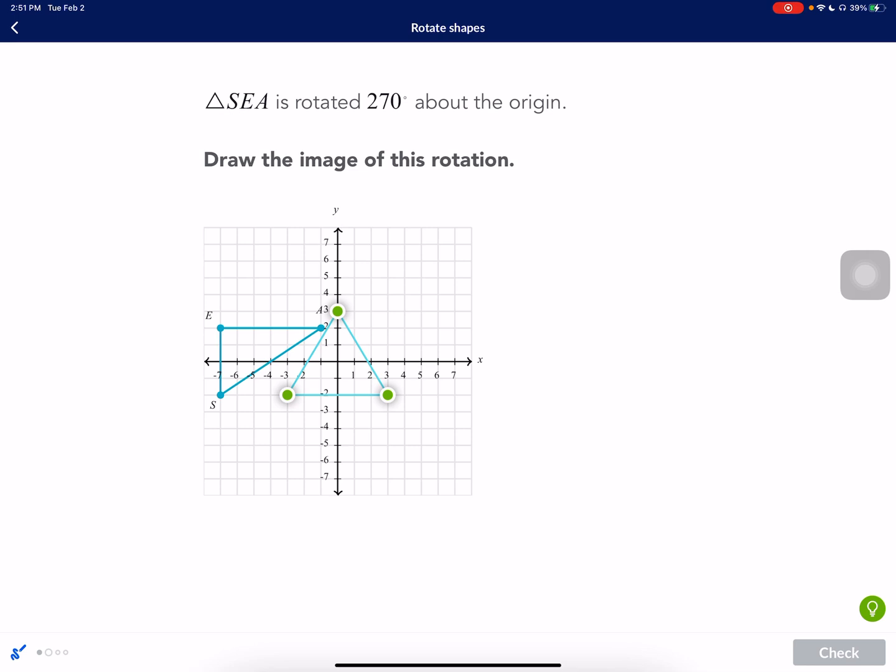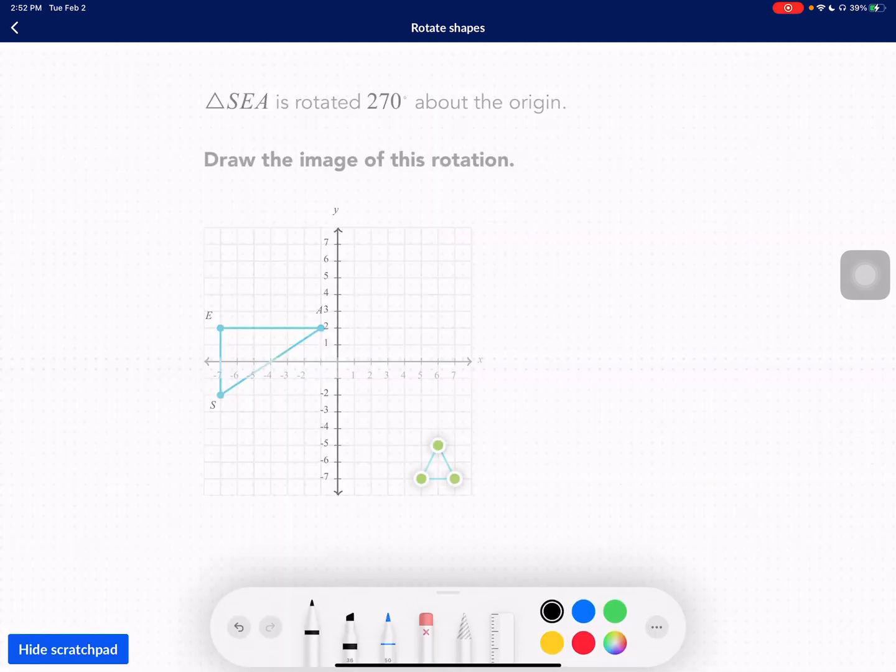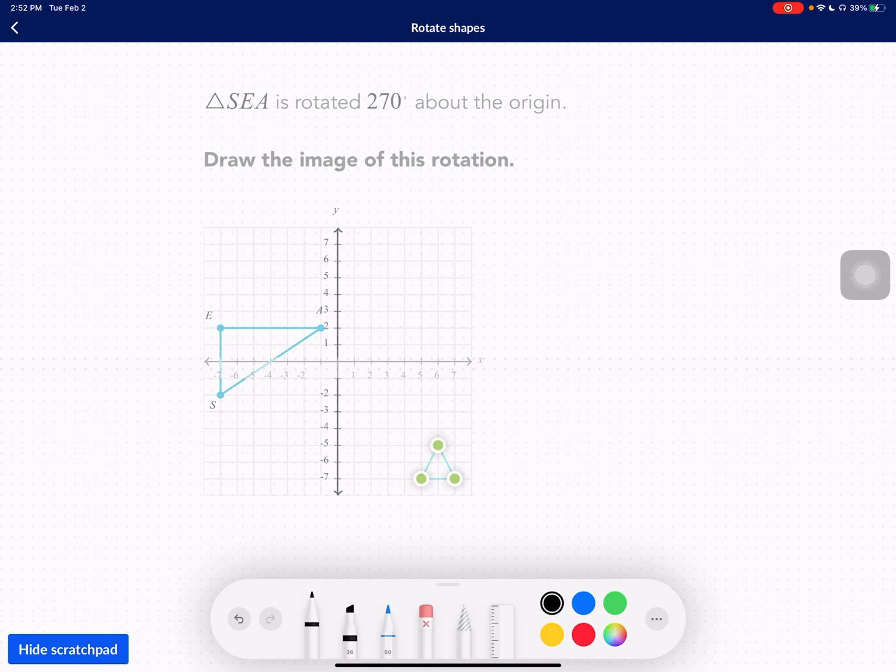All right, so now this one is 270 degrees. So this one's a little bit more difficult. So let's go through this guy. I'm just going to move this one out of the way over here. Okay, just out of the way. So what we're going to do first is we know that we're going 270 degrees. So if it's a positive, that means I'm going to the left 270 degrees. So let's just look at a little graph here.